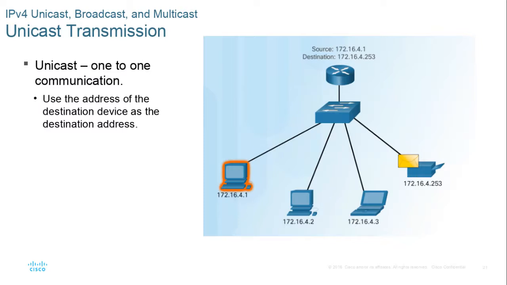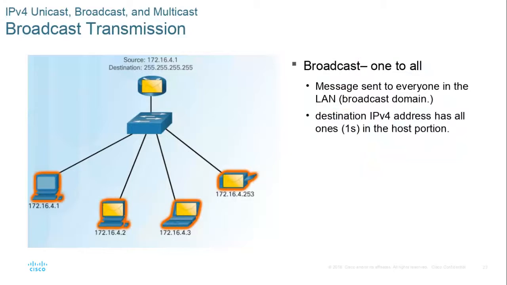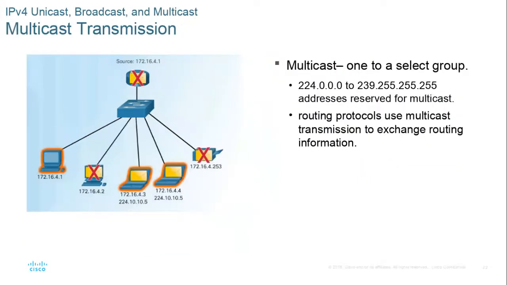So here's Unicast transmission, one-to-one communication. This workstation is printing to the printer. Broadcast transmission. How do we tell if it's a broadcast? Well, the host portion of the IP address will have all ones. This might be an ARP request or a DHCP request. Multicast transmission. This is typically used by routing protocols when they send routing table updates to their routing neighbors. Workstations aren't interested in this. They're not routers. They ignore them.